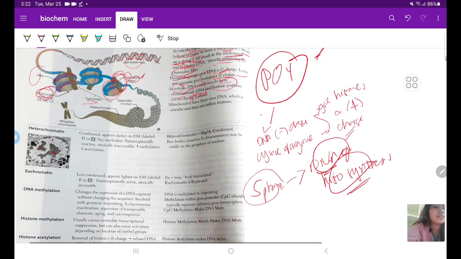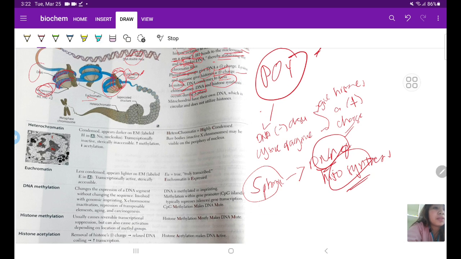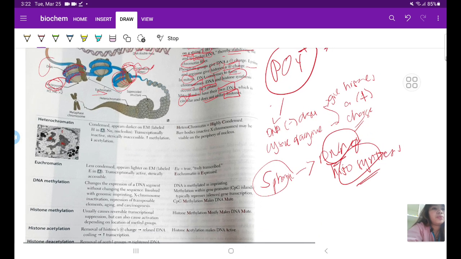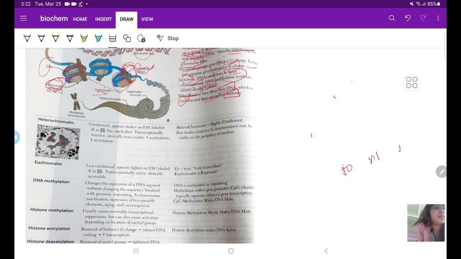But first, the next is mitochondria have their own DNA, which is circular and does not utilize histone. What is special in mitochondria? They have their own DNA, and it is circular, and it does not utilize histones. So, for the next topics.